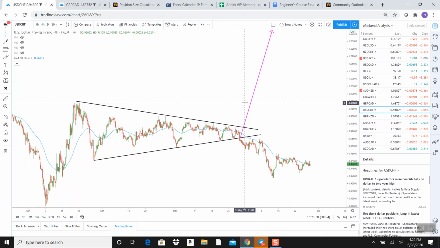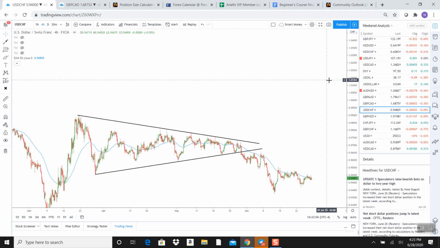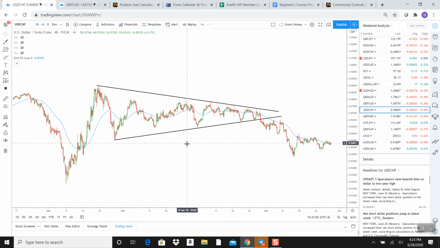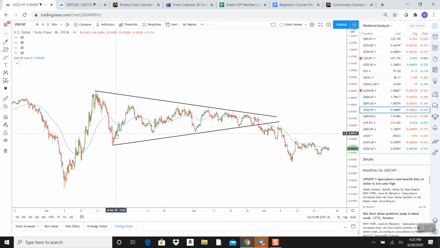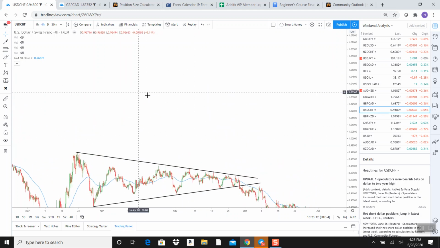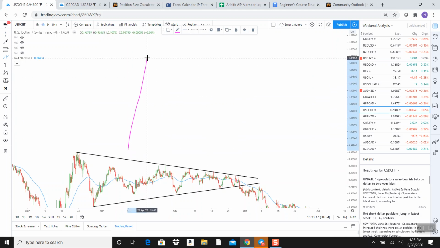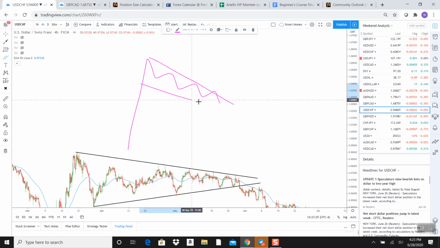Now a flag formation is a little bit different. A flag formation is one where we have a clear direction, as in a clear pullback. This isn't really a pullback, it's more of a consolidation period. A flag formation is very similar. We have our pole, but in this case, this is a bullish flag. We start to pull back when we trend down, so you can see that we have this flag.